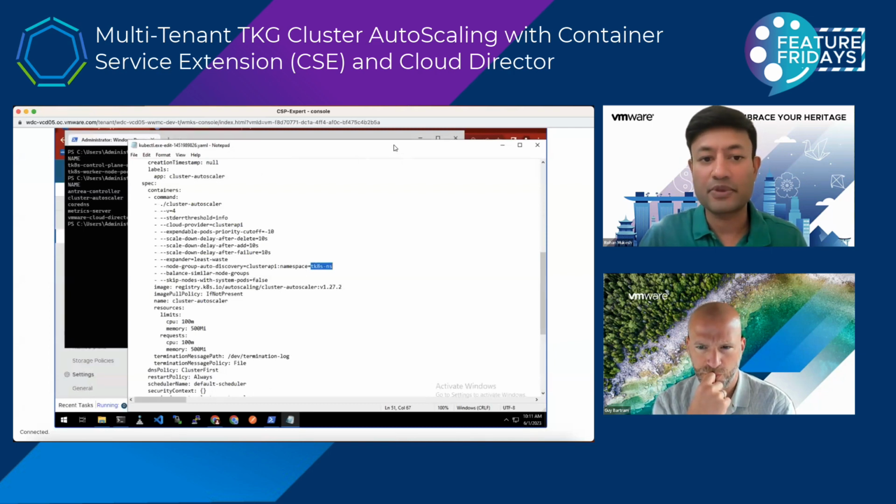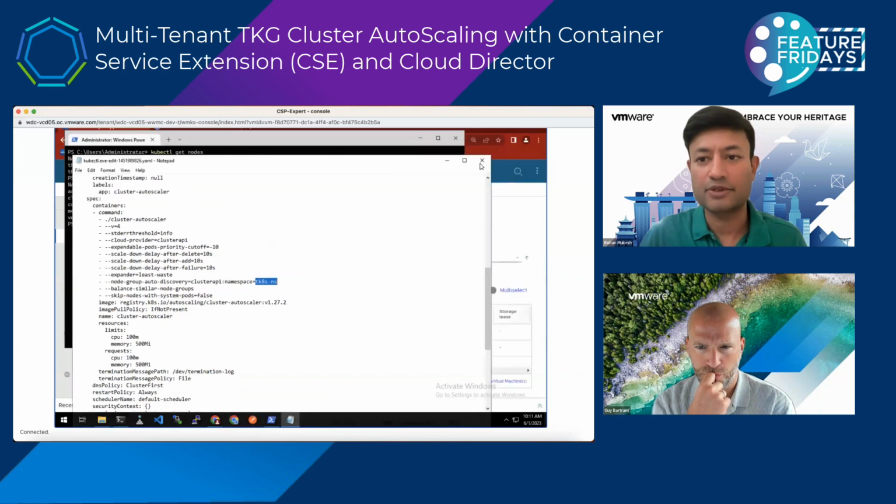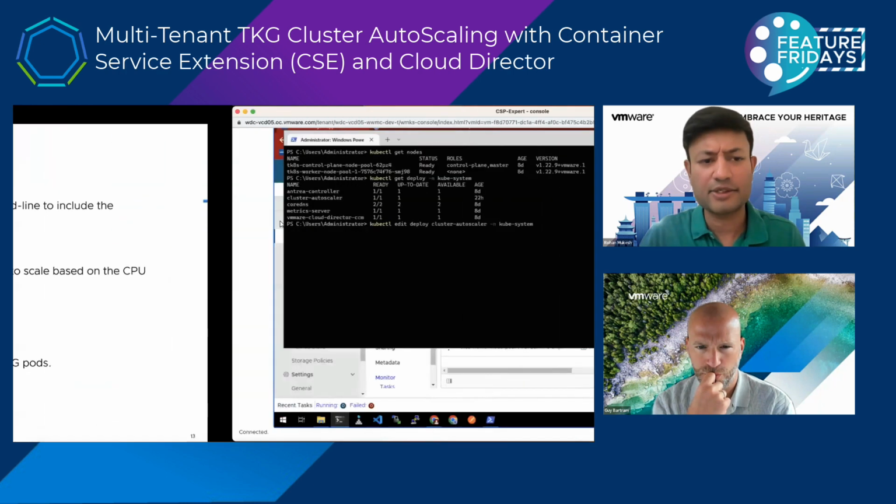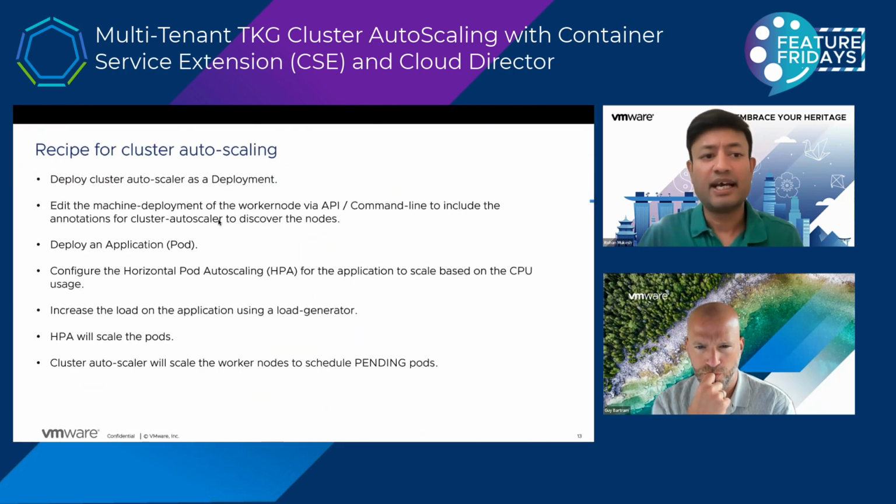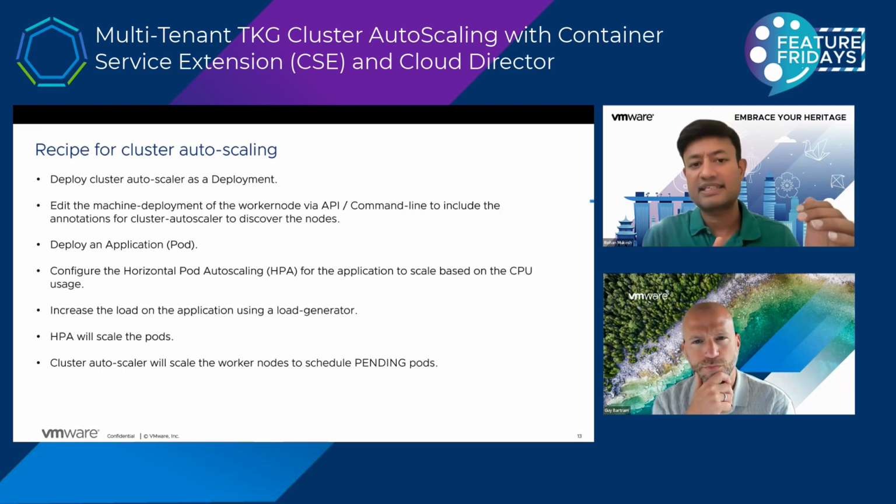So I've changed the cluster autoscaler to point to the latest image as well. From here, let's go back into the presentation. What's the next step? If the cluster autoscaler is running, then the next step is to edit the machine deployment of the worker node via the API or the command line to include the annotations. And what are those annotations? Remember the min size and the max size that we have to specify in the worker node.